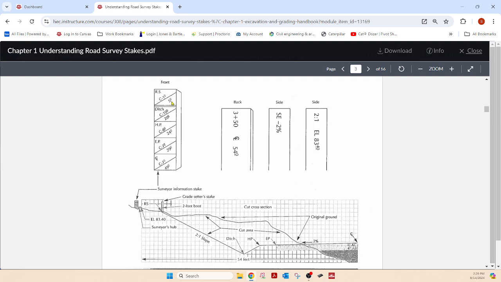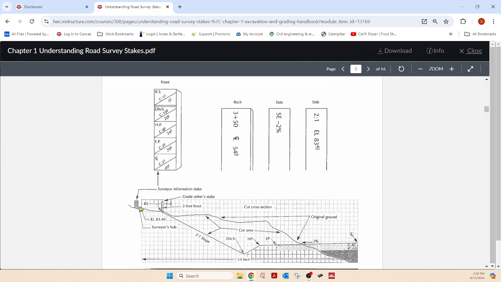Well, it's right here, because this information stake is telling me to set my reference stake, this grade setter stake, down 1 foot lower than the survey elevation, which is 83.4. Cut 1 foot and out away from me 5 feet away. So from here to here is 5 feet, and this is 1 foot lower than the information stake. I hope you understand that.